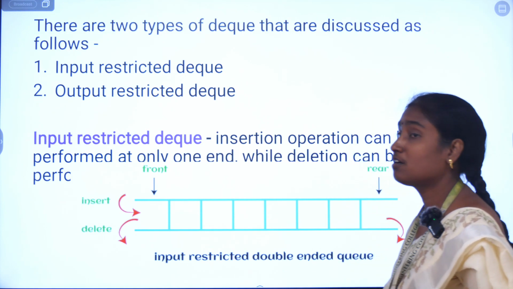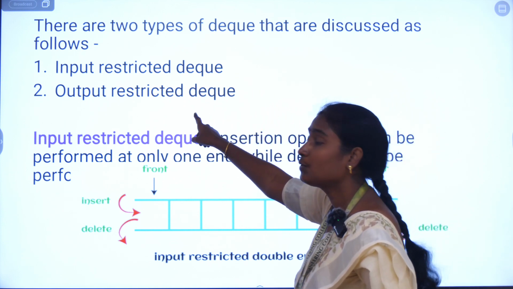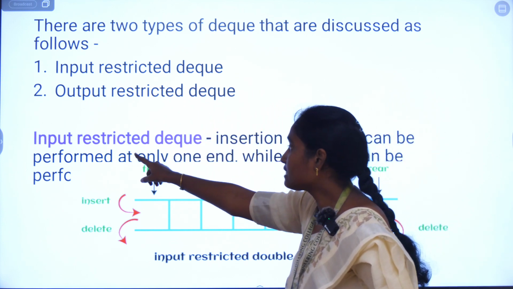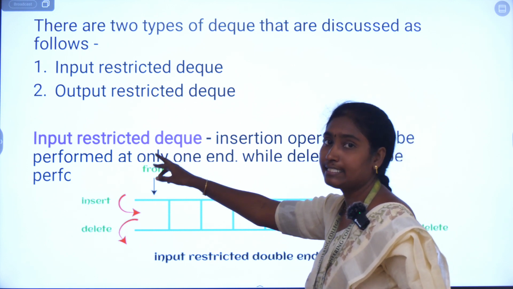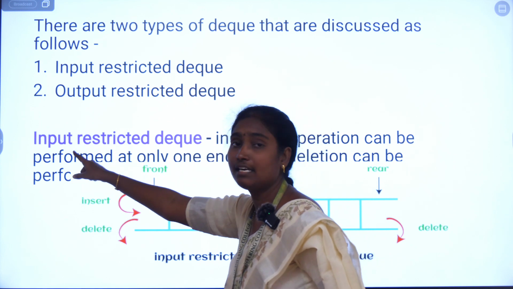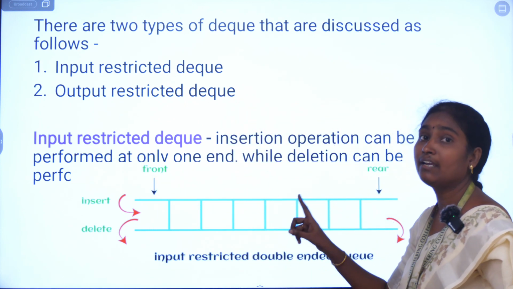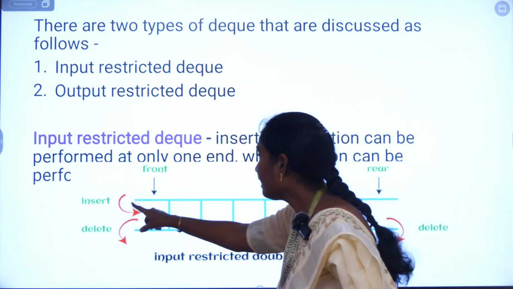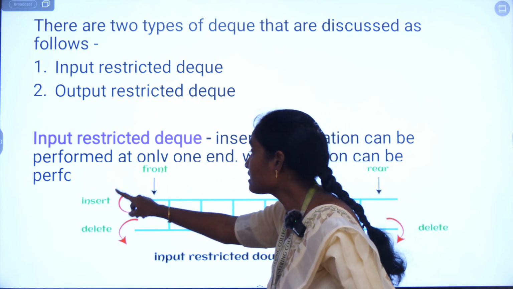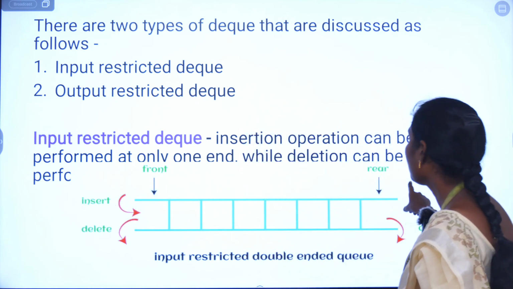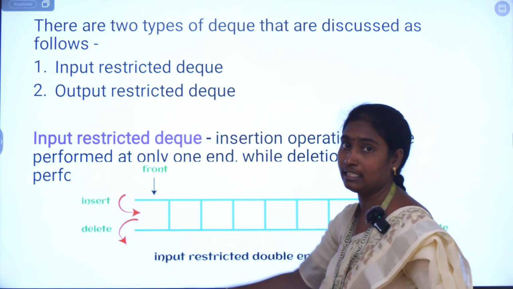You have two types of DQ. One is input restricted DQ, another one is output restricted DQ. First we will see the input restricted DQ. As the name implies, you can understand that some restriction is there in your input. It means you can perform insertion only at one end. It may be the front end or it may be the rear end. So if you are performing the insertion at the front end, you cannot use the rear end. But the deletion you can perform at both ends.